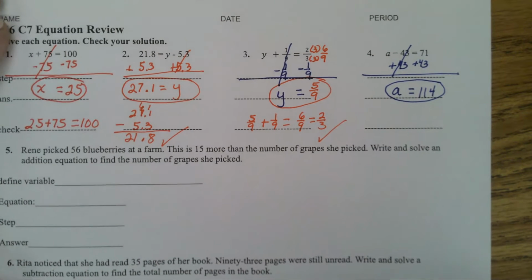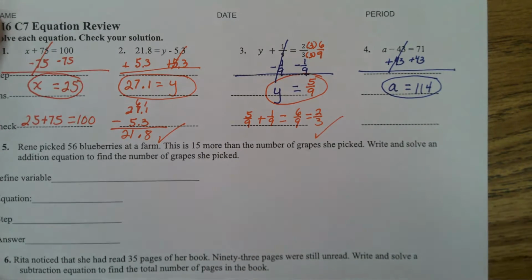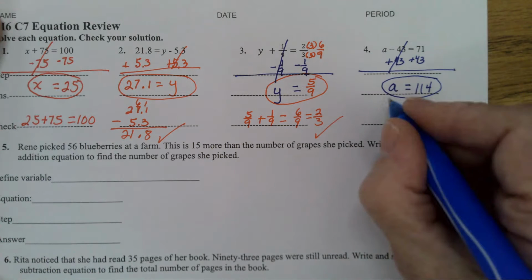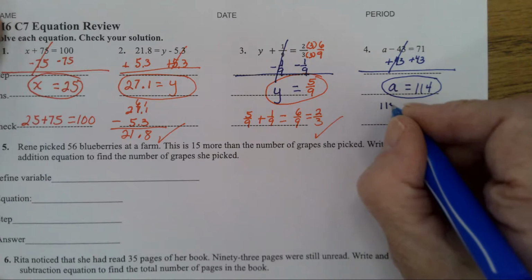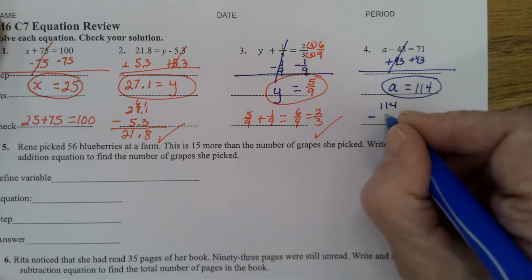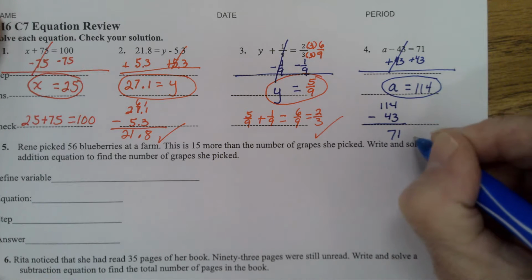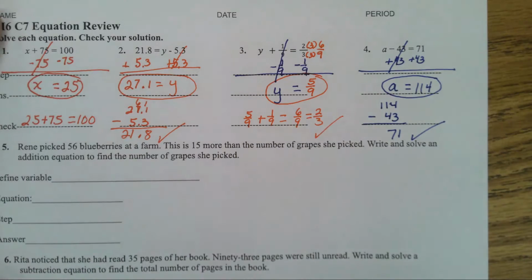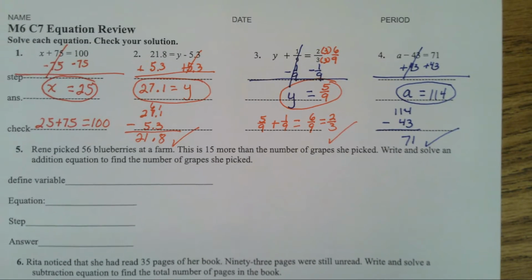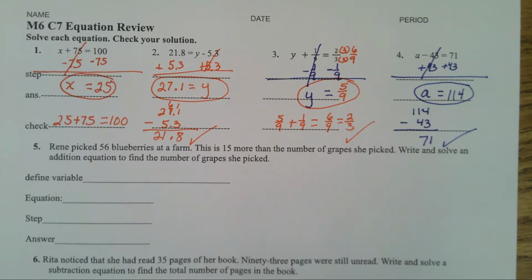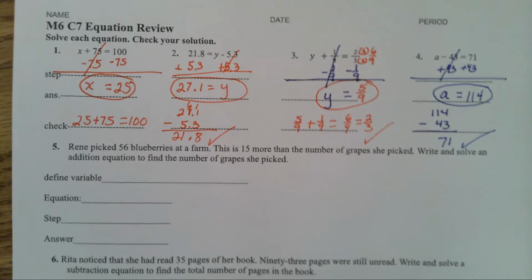Now we are ready for our check step. Here you replace A with the value 114 minus 43. Yes, it does. It equals 71. Any questions on how to do that? Is everyone caught up? Okay, let's go on to number 5.